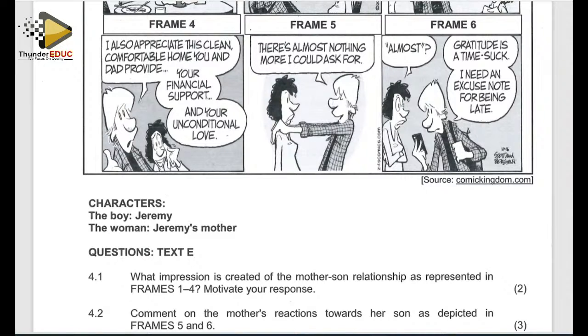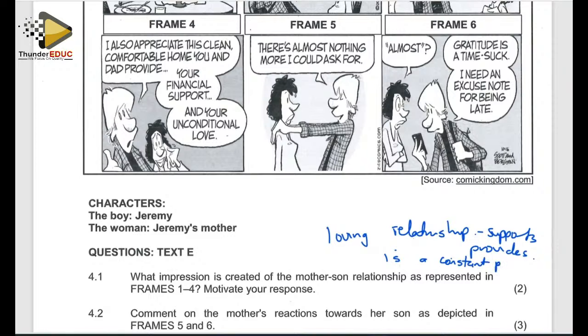So what is the mother and son relationship? It's a loving relationship. We are very clear. Loving relationship as the mother supports, provides for the son, is a constant pillar of strength for Jeremy. So those are the things that we are arriving at because we have to give the motivation, motivate your response. Motivation is when you can mention, what is this?